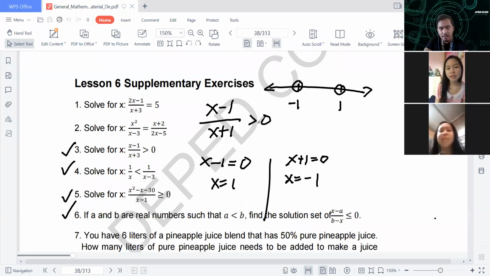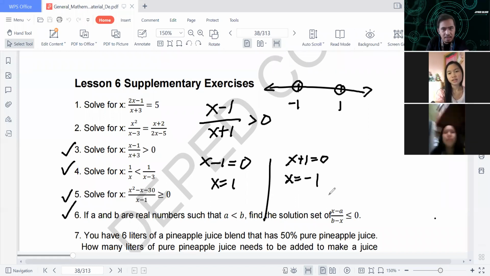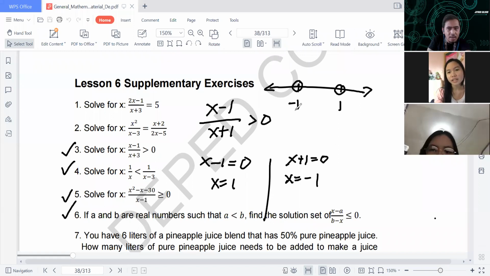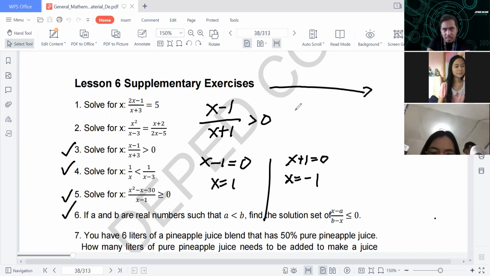Sir, shouldn't it be negative 3? Sir, the denominator is x plus 3. Wait, I think I just wrote it wrong. So it should be x plus 3, right? Wait, let me share again. Can you tell me, because what I wrote was different.